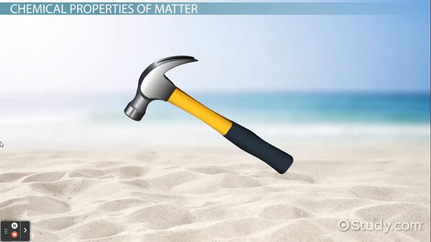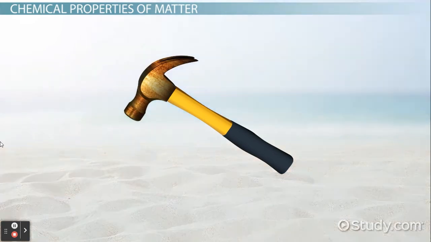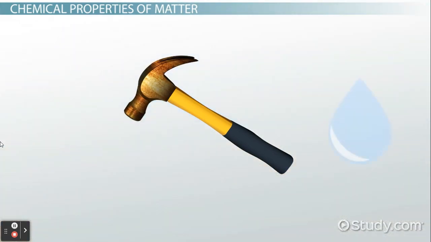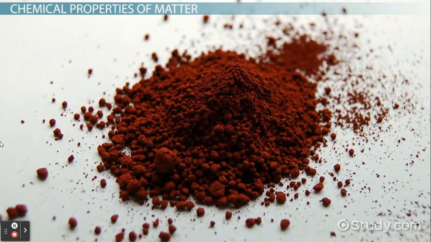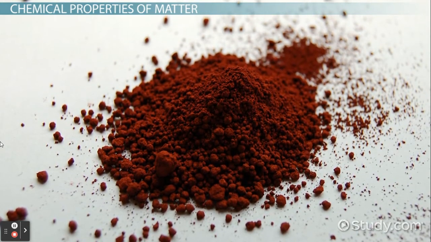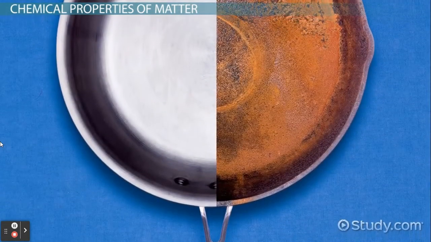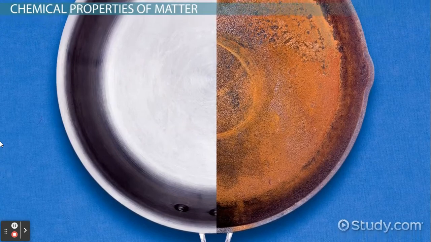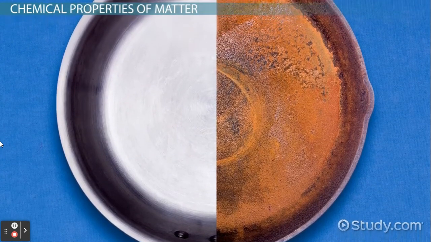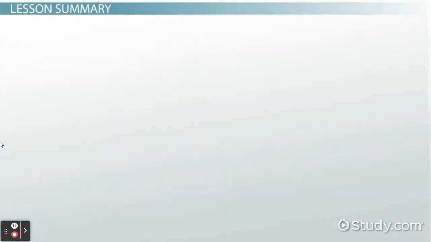If you leave a metal hammer outside all summer, chances are that it will start to rust. This occurs when the iron in metal reacts with oxygen and the moisture in the air. These conditions lead to the creation of iron oxide, which is the red stuff we call rust. The chemical change is known as oxidation. How much, if at all, matter experiences oxidation is a chemical property.